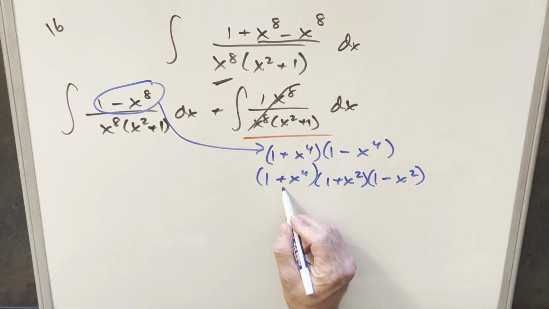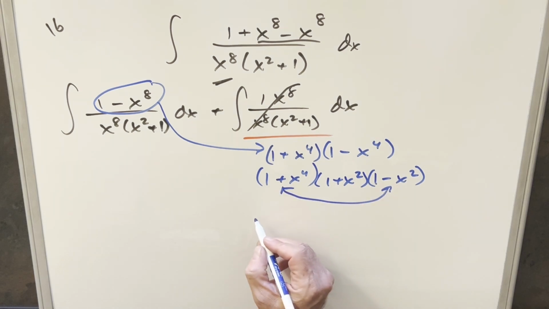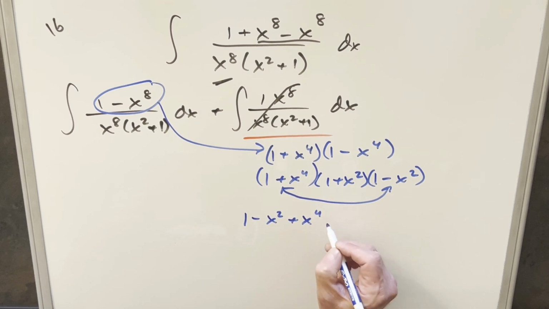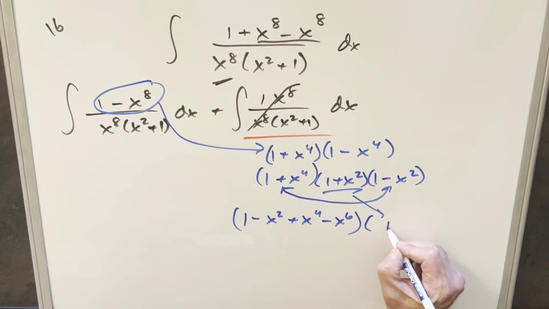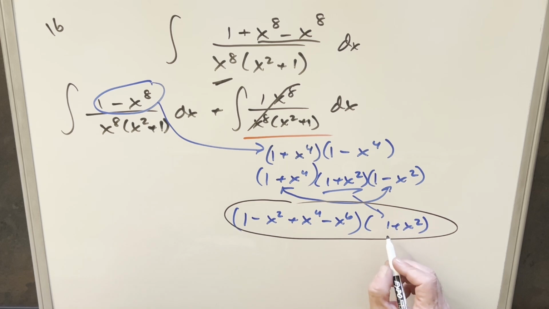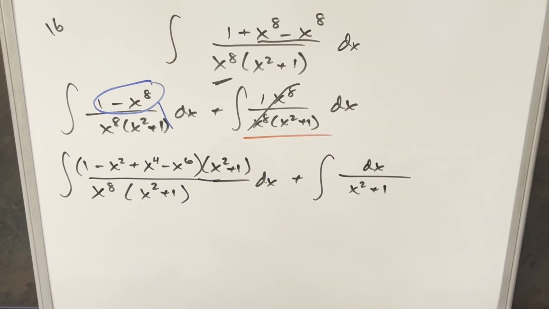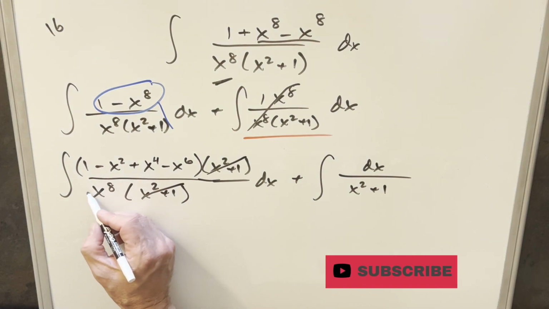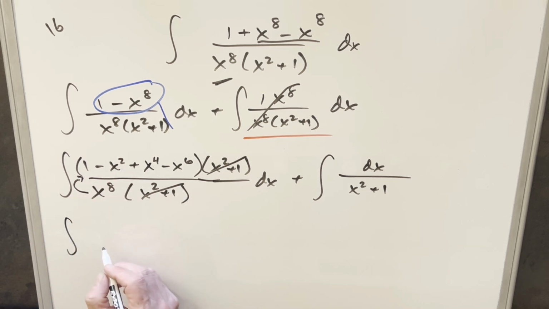But then let's just take this 1 plus x to the 4th times this and put it back. So when we multiply that out, we're going to have 1 minus x squared plus x to the 4th minus x to the 6th. And then we'll bring down this piece, this 1 plus x squared. But now if we take this and put it back in the integral, we're going to get some cancellation because we have this 1 plus x squared in common. And now with this rewritten, we can cancel off the x squared plus 1s. And what that allows me to do is now I can just divide the x to the 8th into the numerator. So let's see what happens when we do that.